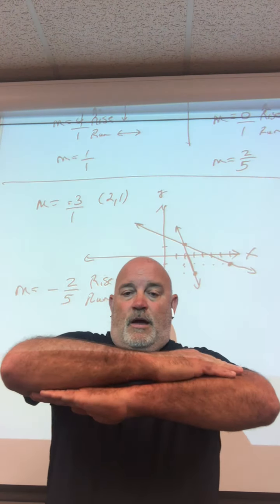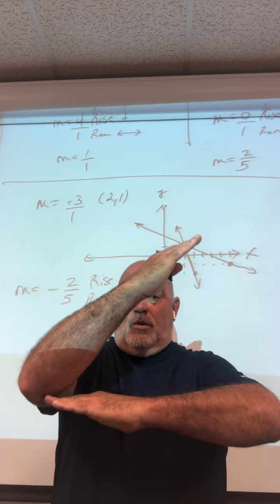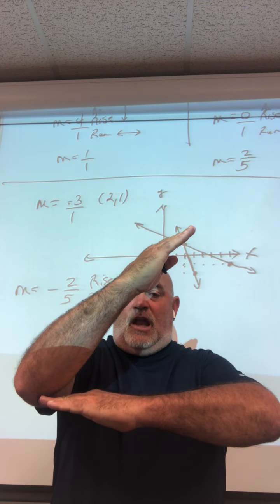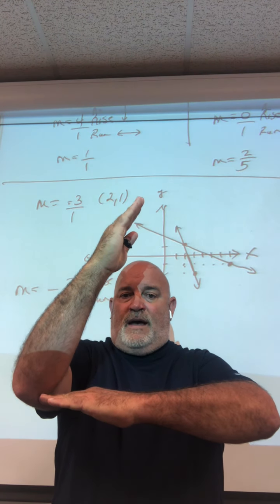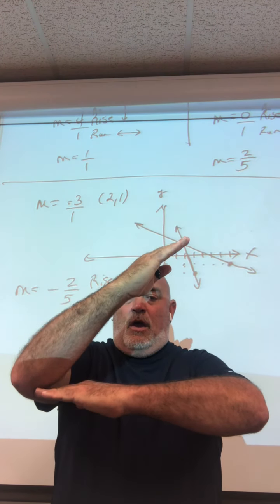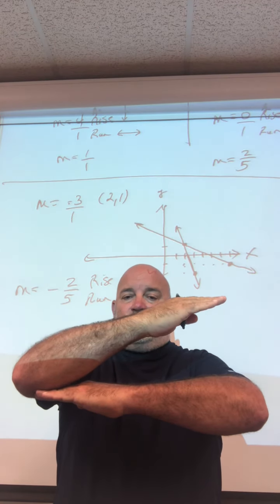So slope 0, slope undefined, slope 1. Steeper the slope, the bigger the number. So this is 1, 2, 3, 4, 5, 6, 7. It gets bigger and bigger. All of these slopes are fractional.